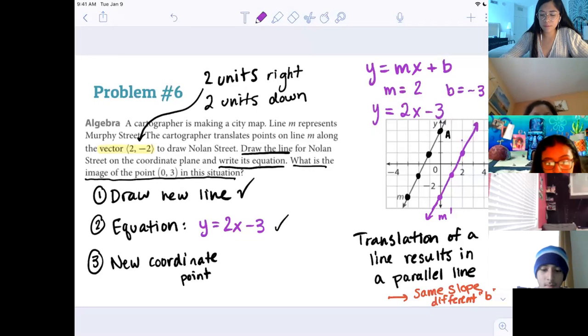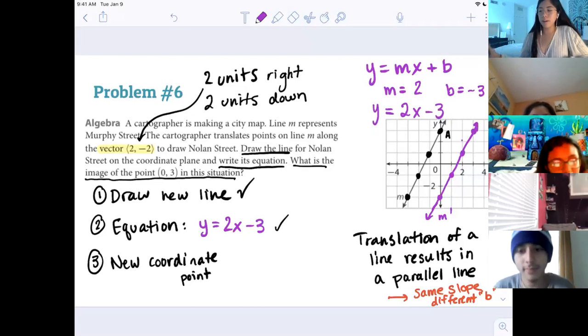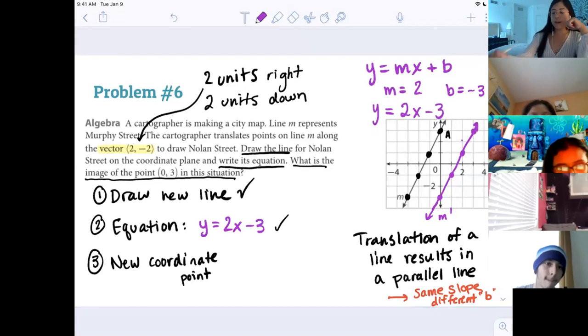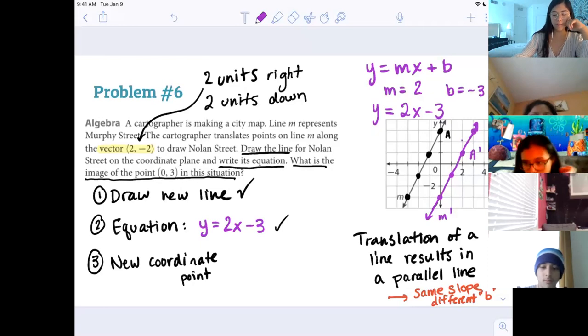3, 3? Look back at the vector. Don't forget what the vector was. Remember, the vector tells you where each point goes. So based on the vector, look again. Wait, no. 2, 1. 2, 1. You got it. How did you do that?